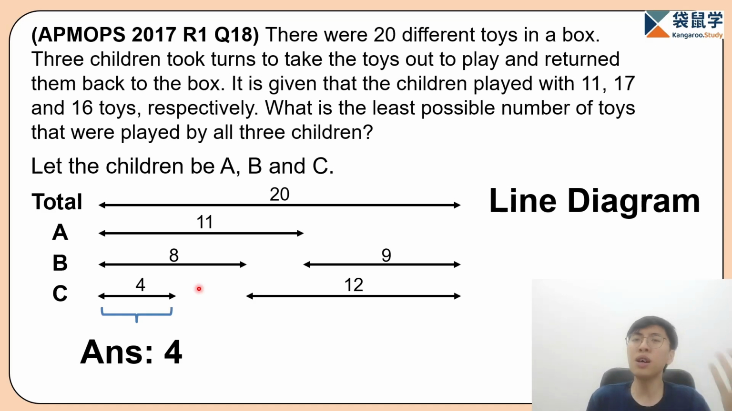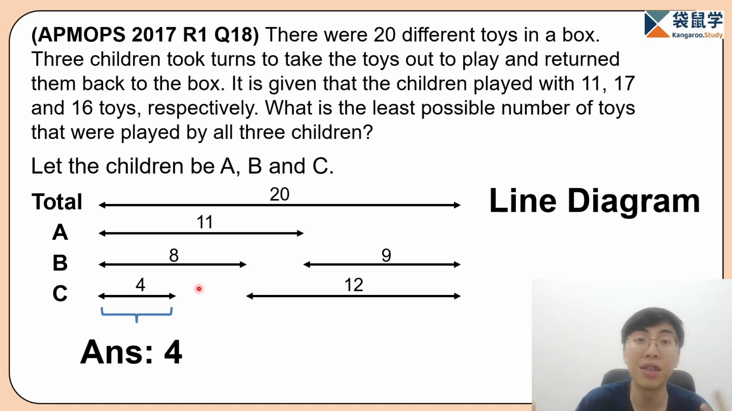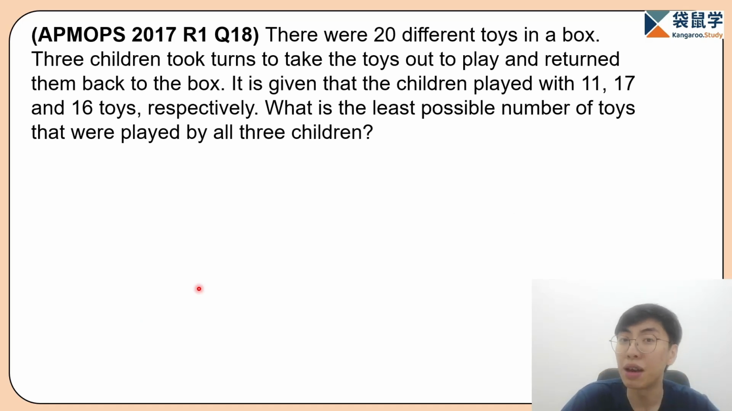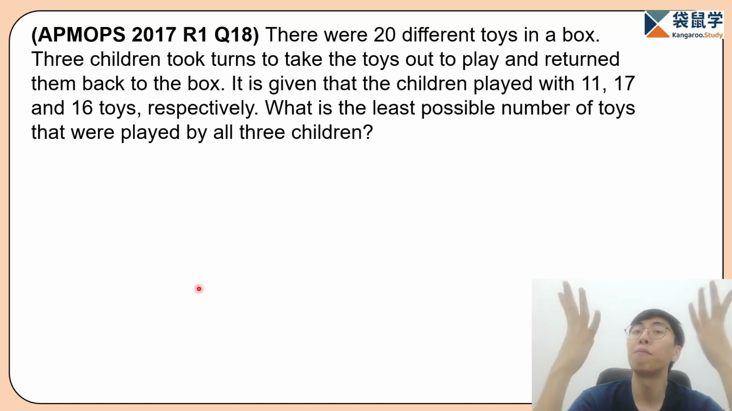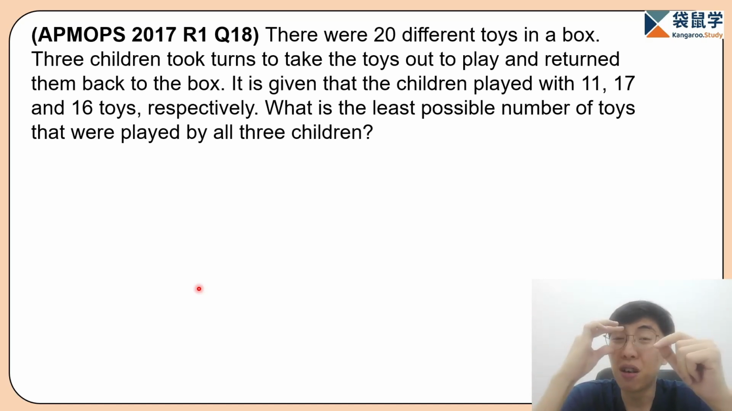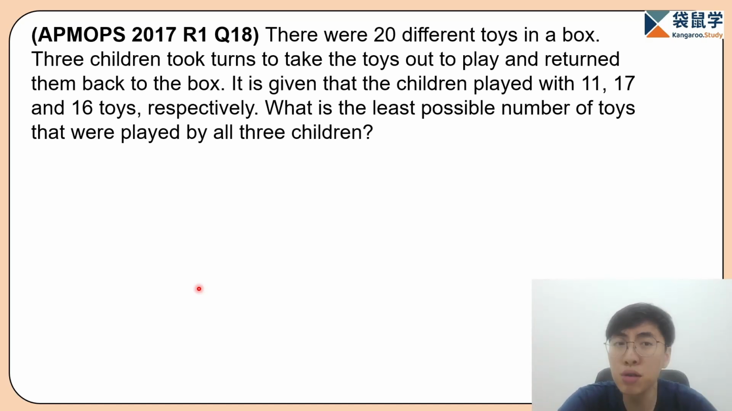But for questions like this, maybe we do not want to draw out the line diagram. Then what else can we do actually? The answer is very simple. Let's look at another way. Let's think. If I want the least possible number of toys that were played by all 3 children, what is the maximum number of toys that should be played? It should be played by 2 children, right?